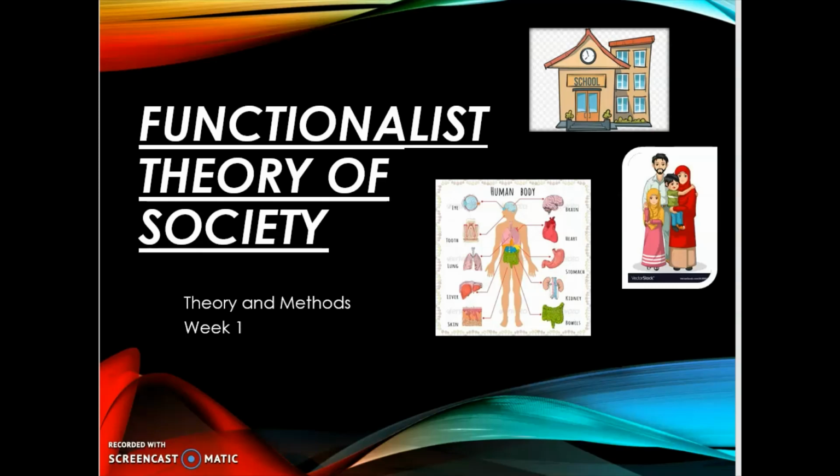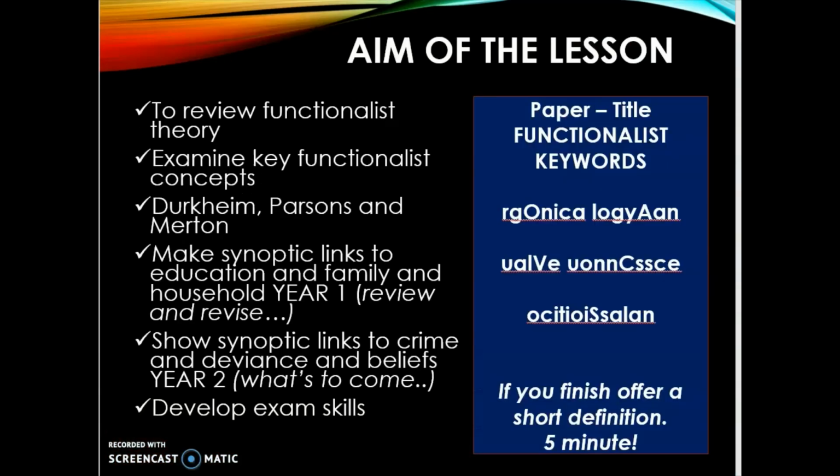We are going to be going through the functionalist theory of society as part of theory and methods. So the main aim of this is to review functionalist theory. We're going to examine key functionalist concepts and we're going to split it into three parts. Part one is going to look at Durkheim, part two is going to be Talcott Parsons, and then part three is Merton. And as we go along, we're going to make synoptic links to education and family from year one, but also have a little bit of a look at what's to come from crime and deviance and beliefs from year two, with a little tiny bit of exam skills right at the end.